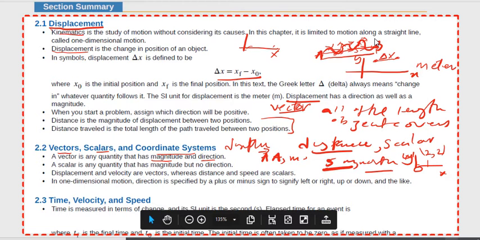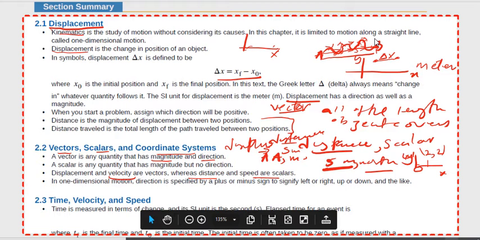Scalars are quantities which do not have any direction. For example, distance is a scalar quantity. 5 meters, we don't know in which direction. So displacement and velocity are vector quantities, whereas distance and speed are scalar quantities. Let me define speed later.